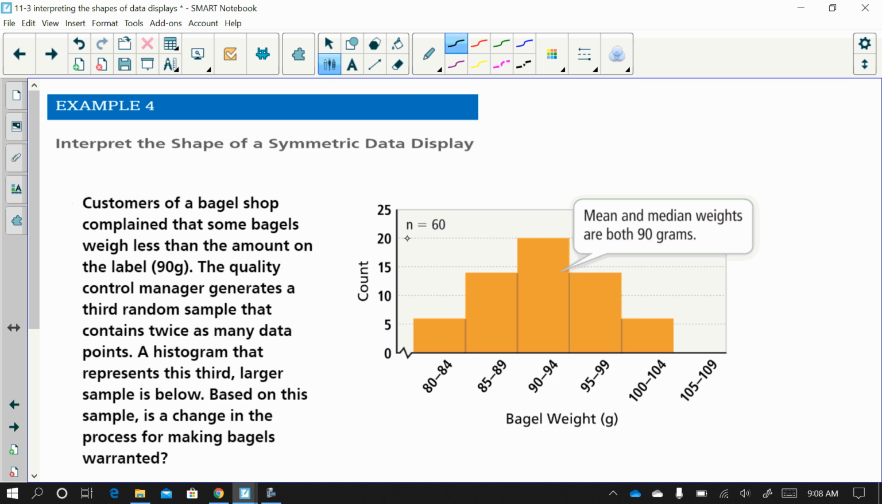Well, this time we have 60 bagels. And oh, look, it's symmetrical. The mean and the median are both 90 grams. So what do you think? Should I change my process?